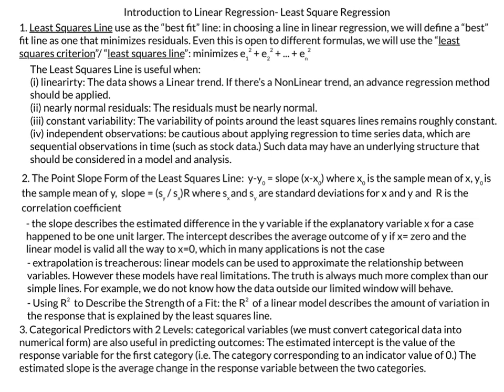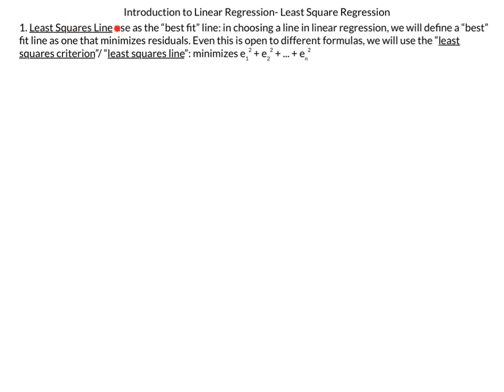That concludes our overview, so now we can go back up and take a closer look at the least squares line. The least squares line is a best fit line for a set of points. In choosing a line in linear regression, we define a best fit as one that minimizes residuals. There are many formulas that we can use to minimize residuals. The one we will use is called the least squares criterion or the least squares line, and what it does is it minimizes the sum of the square of the errors.